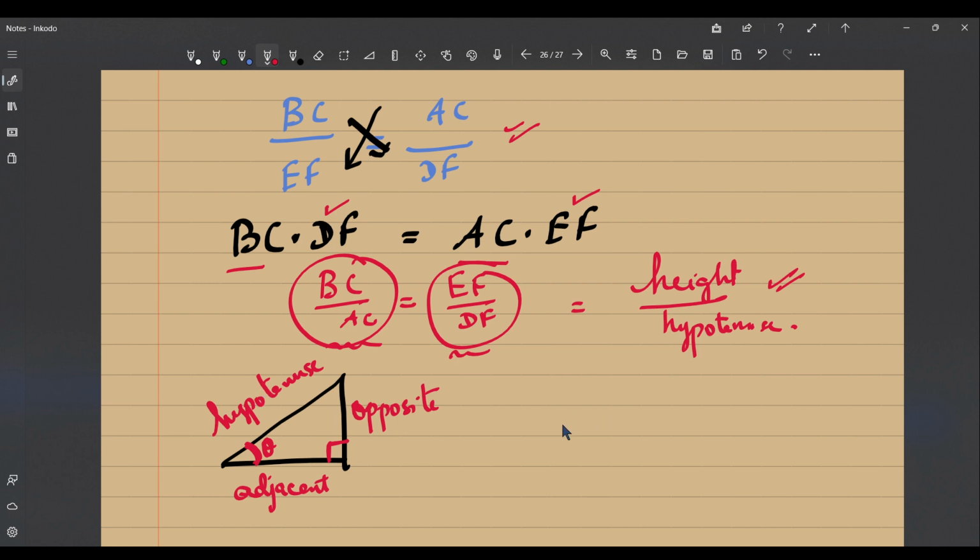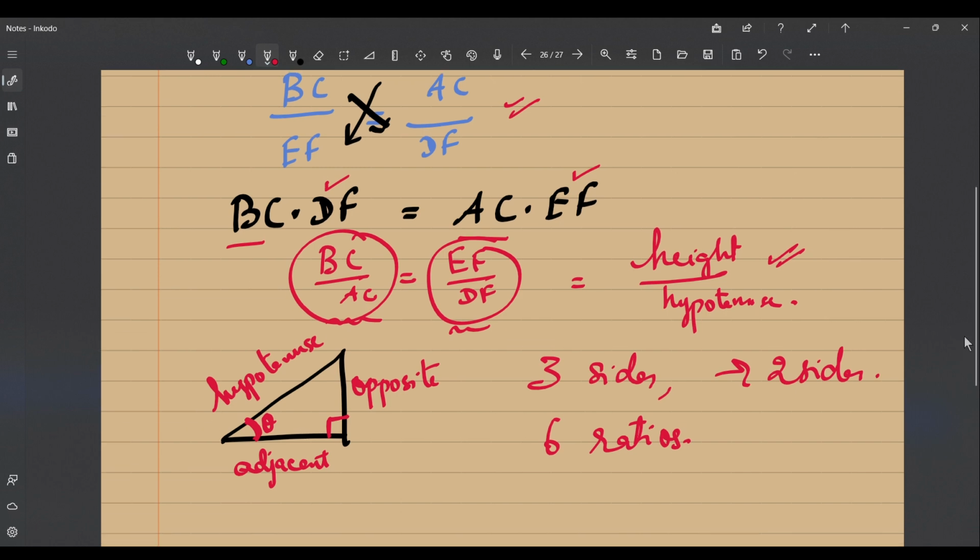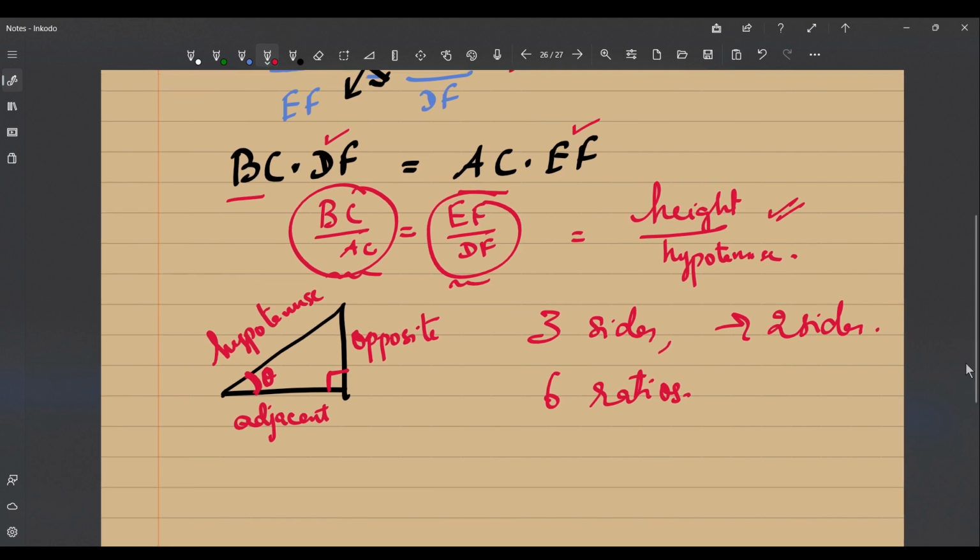But is there only one ratio? How many ratios can there be in a three-sided triangle? We have three sides, isn't it? And in every ratio, two sides are involved. So totally we would be having 6 ratios, right? And we just saw one in the last video. Now we will be seeing all of them clearly.